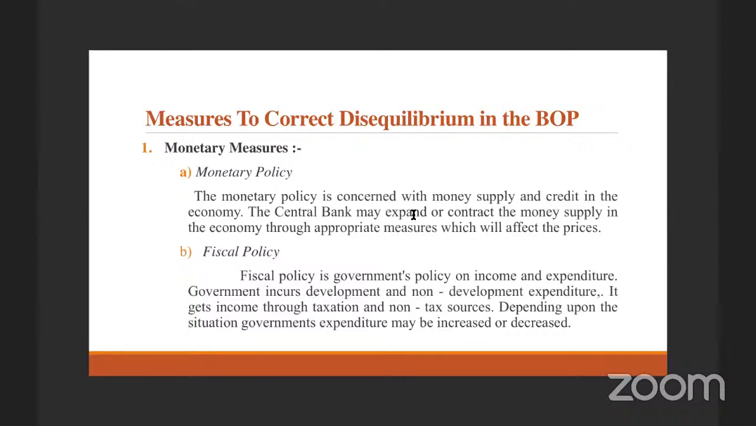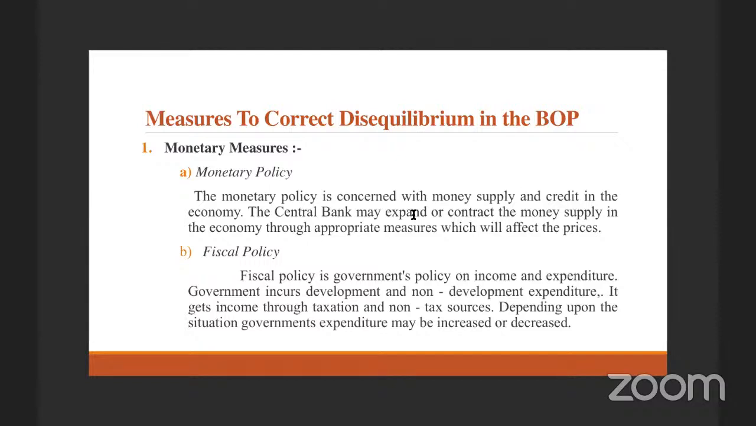Hike the bank rate, that's it. All the money that is in the economy comes back to the commercial banks, then finally to the RBI. The central bank may expand or contract the money supply in the economy through appropriate measures like this, the bank rate.